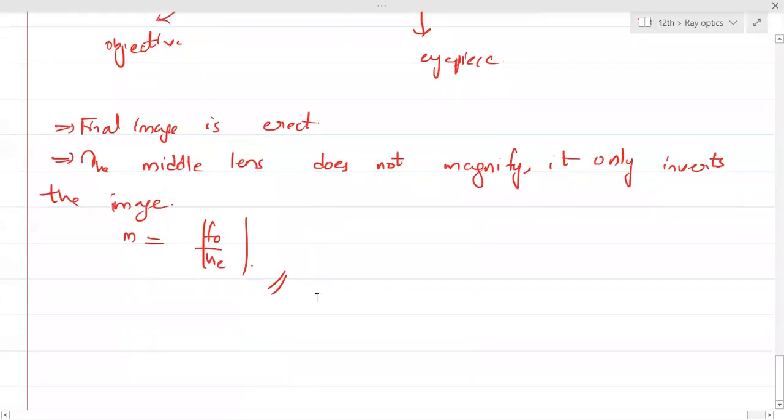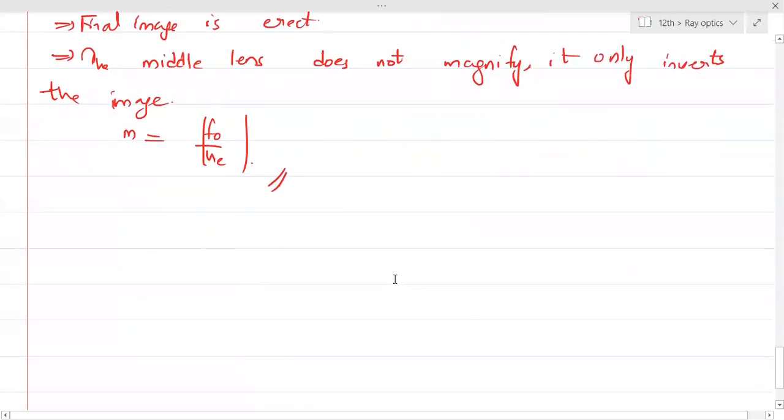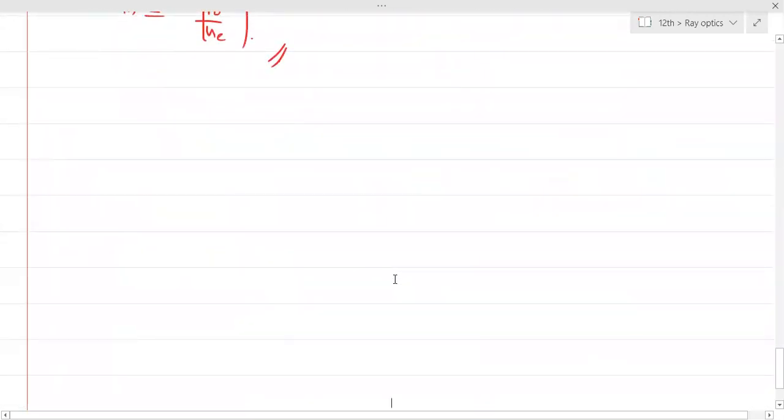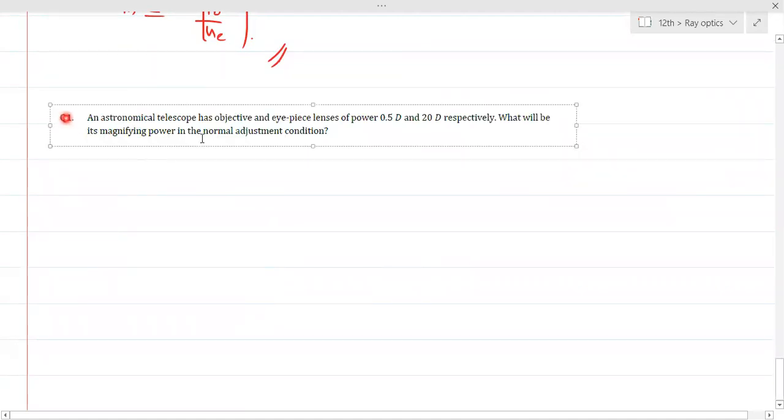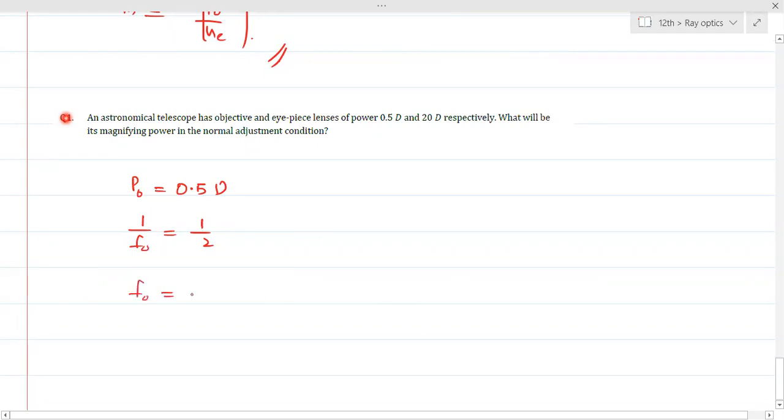When it comes to microscope and everything, one thing you have to remember is the ray diagrams and the formula. That's what you have to remember always. Here the power of the objective is given as 0.5 diopter, that is 1 by focal length is equal to 1 by 2, which means the focal length of the objective is 2 meters, right?